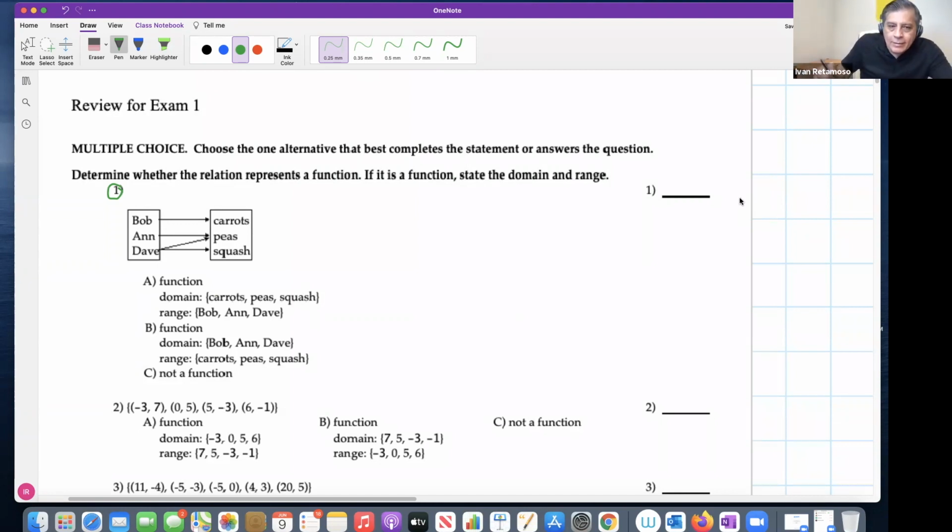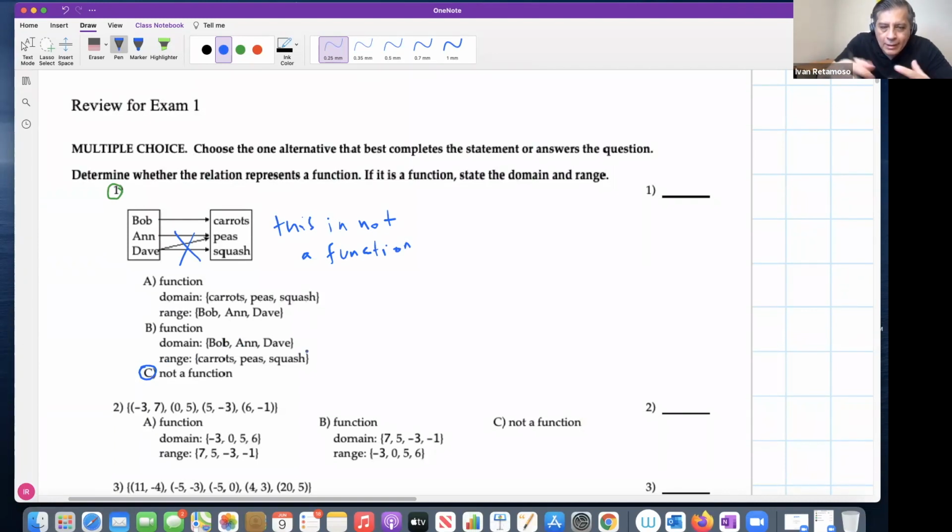We said that in order for a relation to be a function, for each of these input values, you must have exactly one output value, not two output values. These forks coming out of one input value are not good for a function. This is not a function. So you simply click here. In case it is a function, then you have to go over the domain and range.